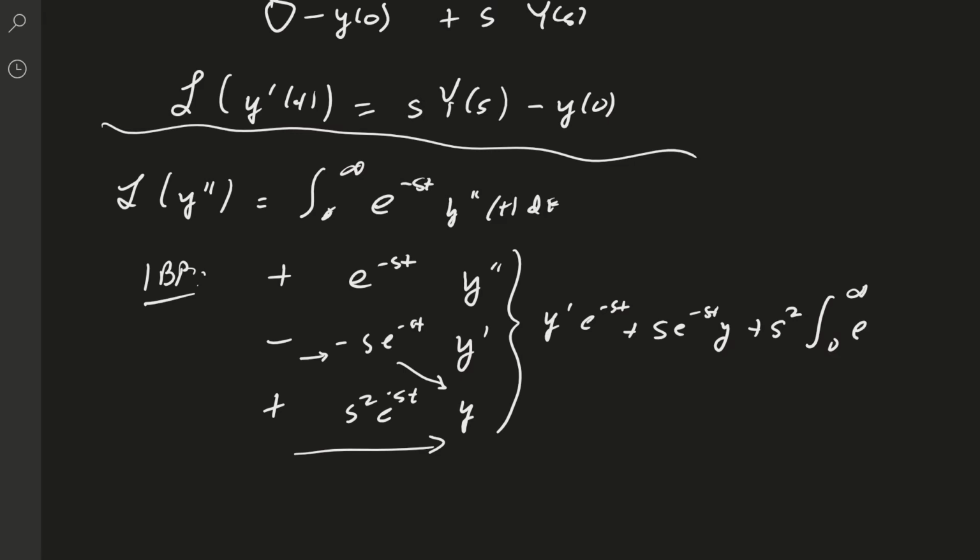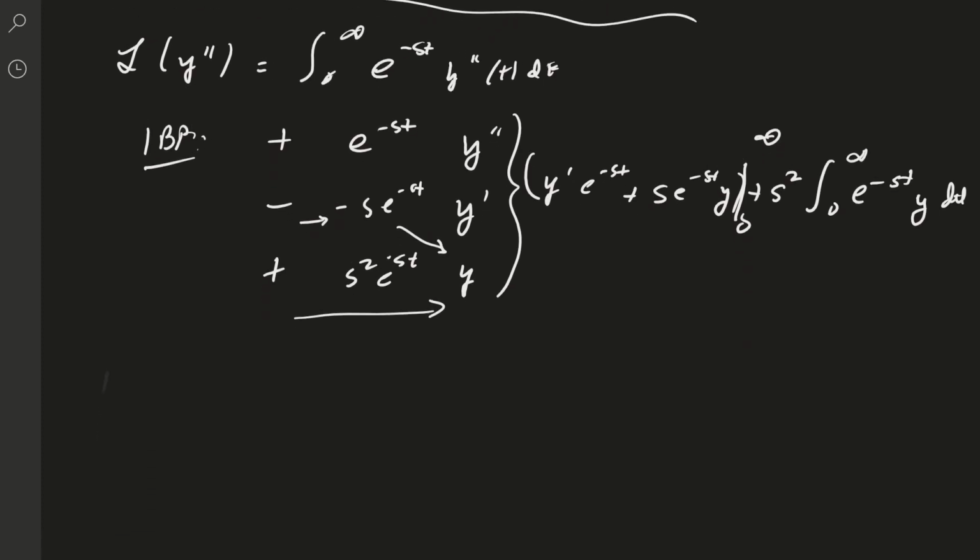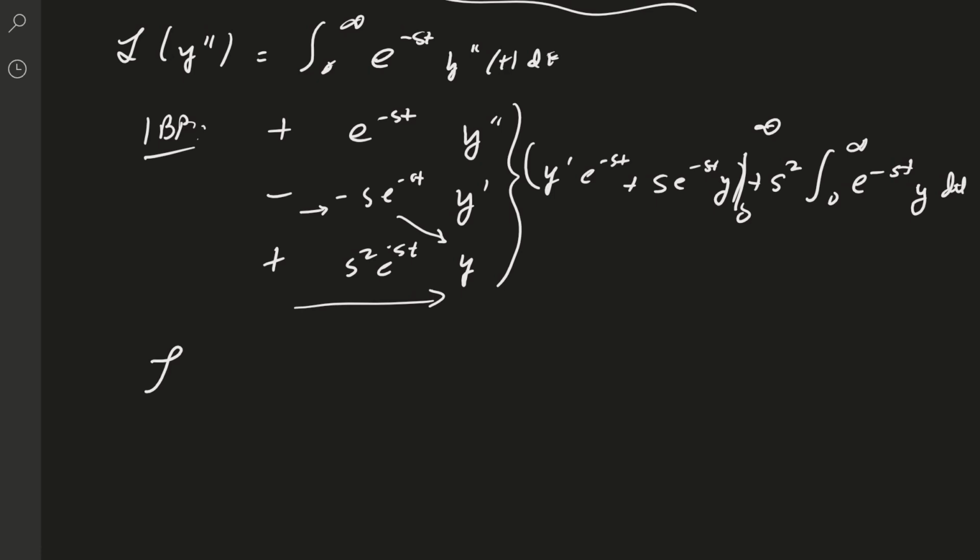from 0 to infinity e to the minus st y of t dt. I'm getting sloppy. I'm running out of time. Good. Now these are evaluated from 0 to infinity, and so I will leave it to you to see if you can see that this becomes, oops, s squared times Y of s minus s y of 0 minus y prime of 0.